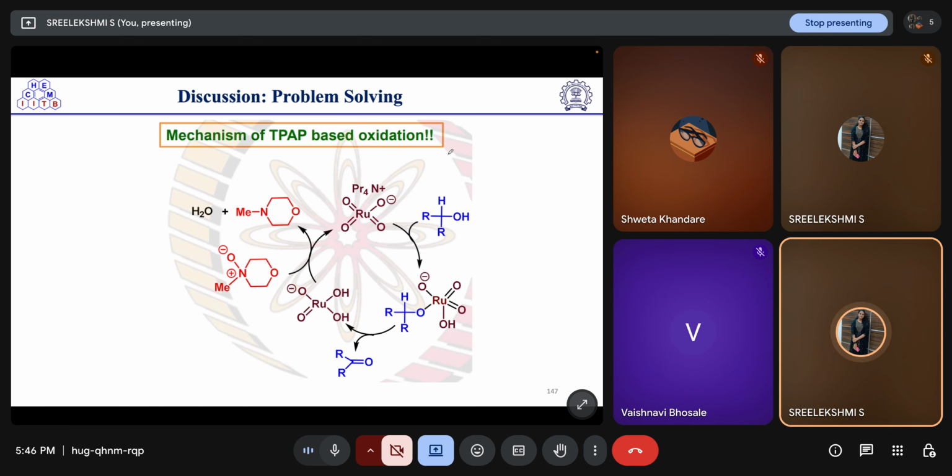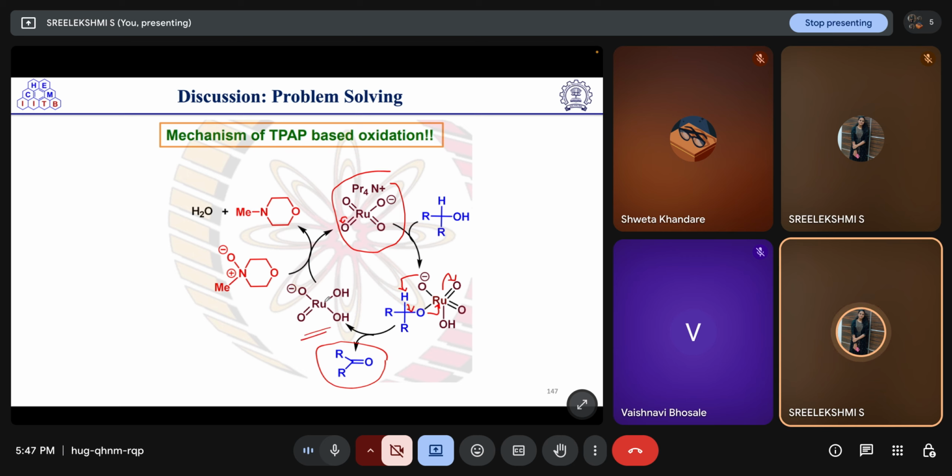So this is the mechanism of this TPAP based oxidation. This is our reagent, TPAP. So what will happen first? The alcohol oxygen will attack over this ruthenium and this will shift over here. So this will be the intermediate. Then this O minus will take this proton. This bond will come over here and this will break. This will go here and we will get our oxidized product and this intermediate.